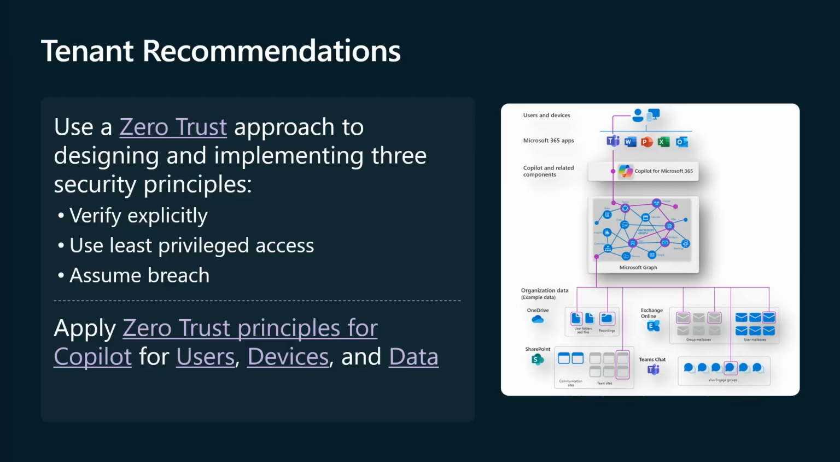All right, let me get through some tenant recommendations, and then I'll hand it over to Brian to go a little deeper on some of these. But the first thing is you want to adopt a zero trust policy, and you want to take the zero trust approach, which basically means trust nothing, or trust but verify, assume breach, always use least privilege, and so forth. And that applies to your users, to your data, and to your devices, basically your entire enterprise, if you will.